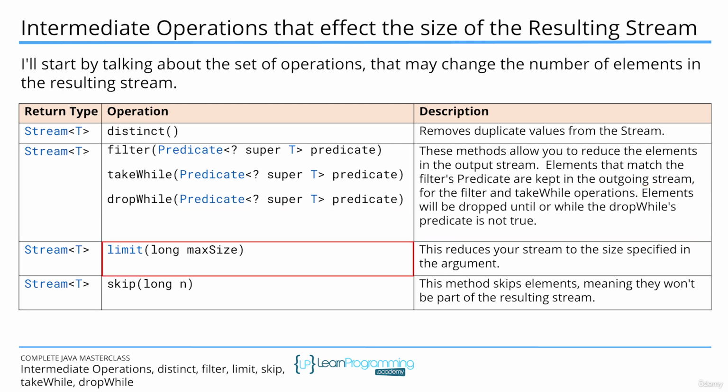You've already seen the limit operation in action. This defines the exact size of the stream, cutting off the stream elements when this size has been reached. This operation usually turns infinite streams into finite streams. The skip method allows you to skip a certain number of elements, meaning they won't be in the outgoing stream. Let's see what we can do with some of these in code.